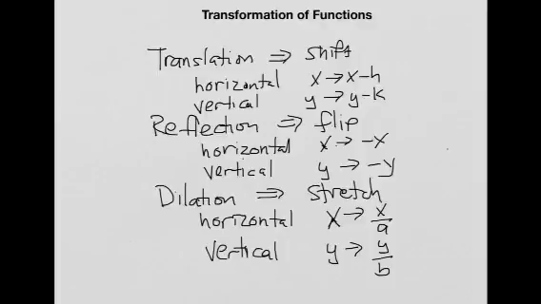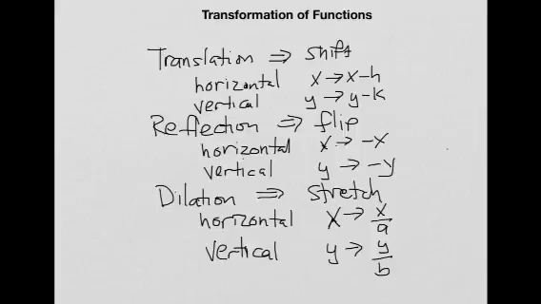In this video, I want to just review the basic transformations we've discussed in this unit and put them into practice. So, our basic transformations we've done were the translation, or the shift, the reflection, or the flip, and the dilation, or the stretch. In each case, we can either be horizontal or vertical. If we're horizontal, we always deal with the horizontal variable, or the x. If we're vertical, we deal with the vertical variable, which is the y.